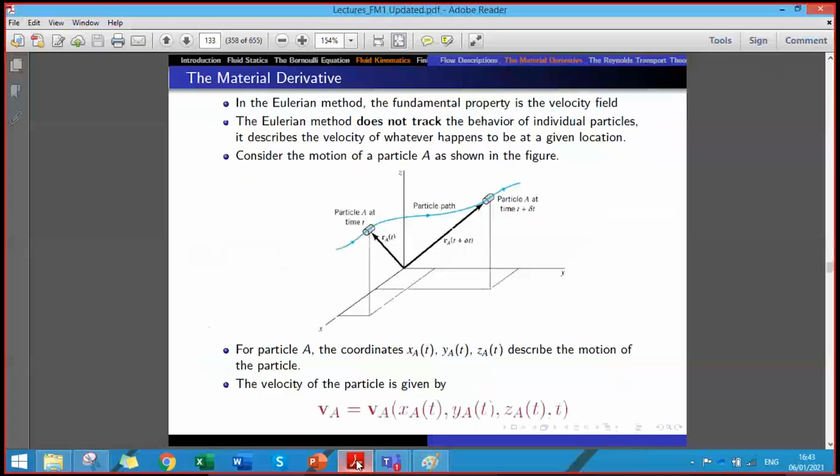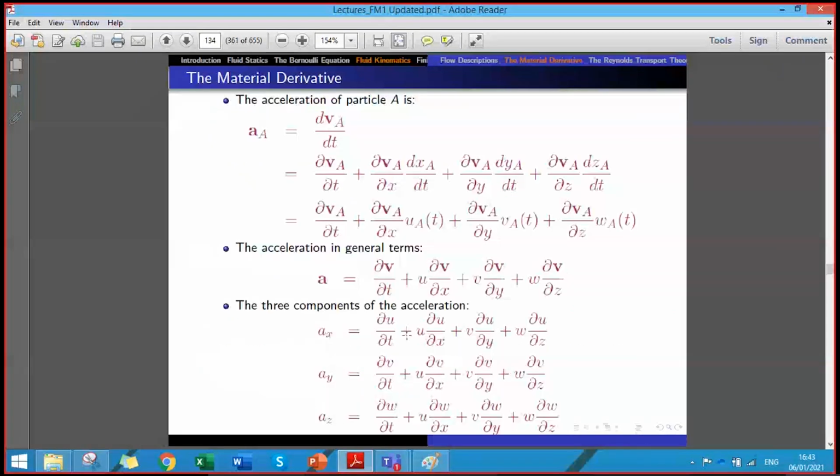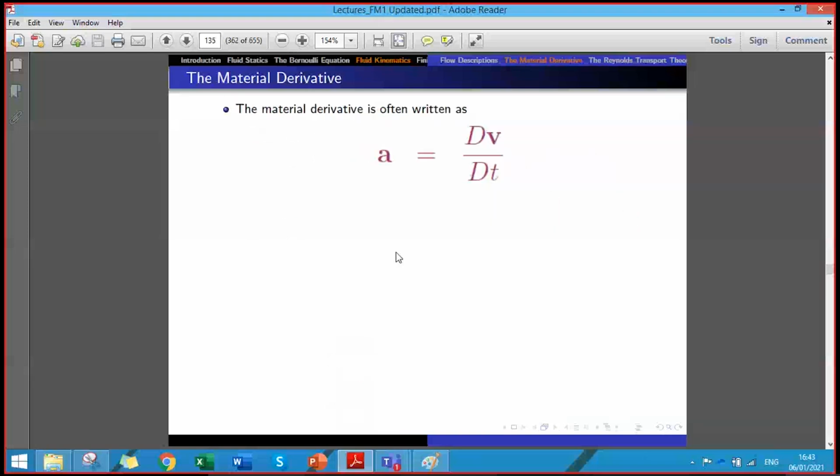So ax is partial u by partial t plus u partial u by partial x plus v partial u by partial y plus w partial u by partial z. Ay is partial v by partial t plus u partial v by partial x, v partial v by partial y plus w partial v by partial z, and similarly is the az. So this is called the material derivative. This description is called the material derivative description.